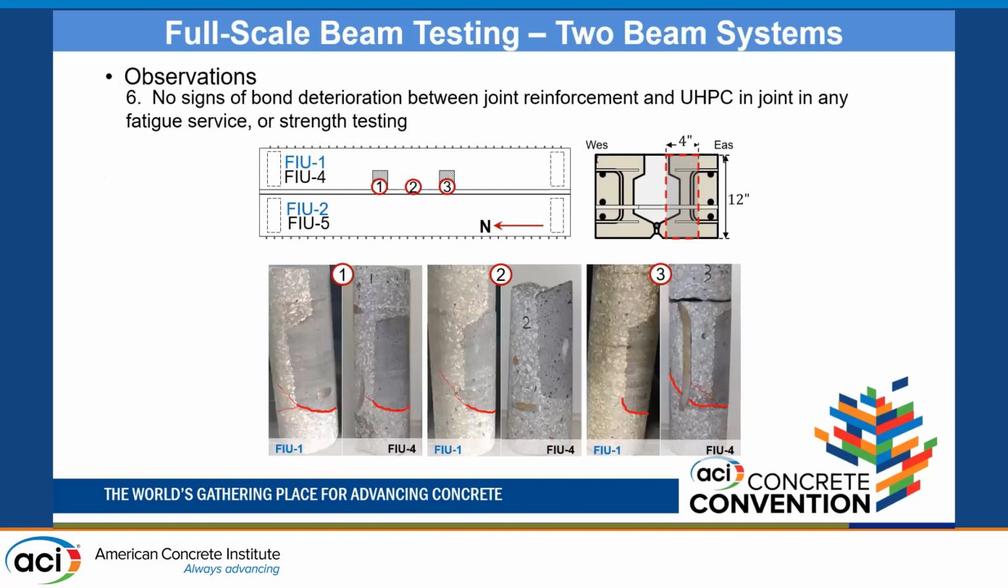Also, we took cores at 3 key locations, basically at midspan and right adjacent to where the patches were. And this is where the location, west and east, sorry for the typo. There were no signs of bond deterioration between joint reinforcement and UHPC in the joint in any fatigue, service, or strain testing. However, we highlighted some cracking that occurred here, and we concluded that those cracks happened after the ultimate failure of the system.